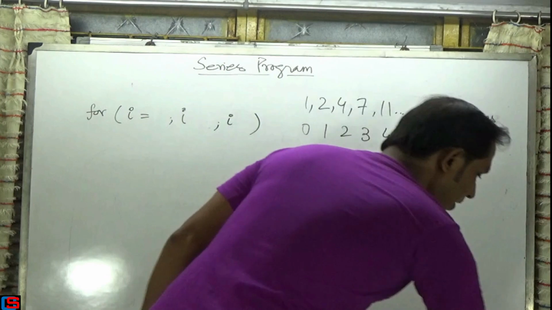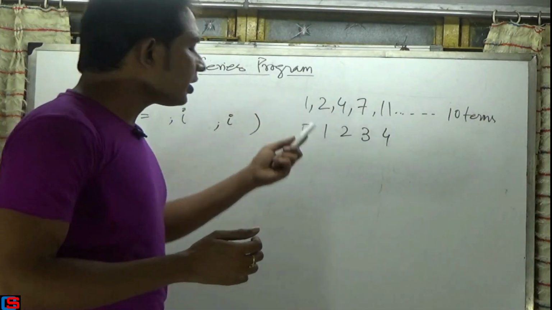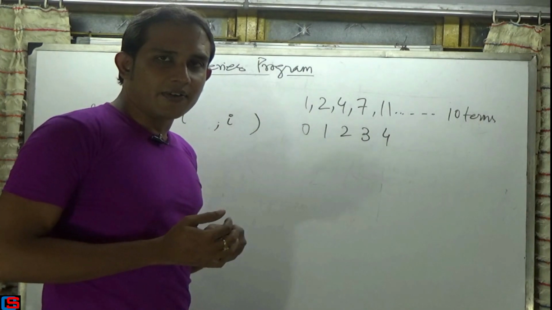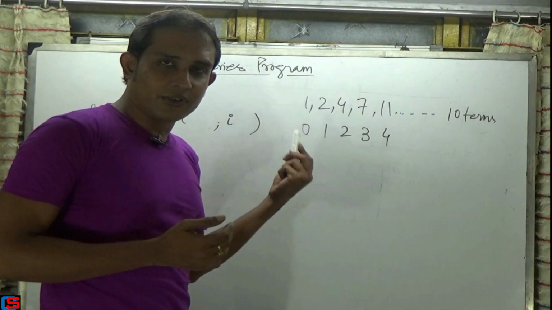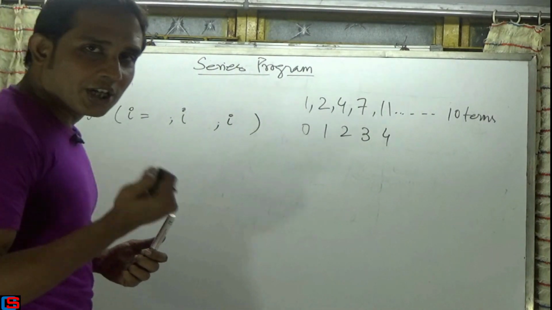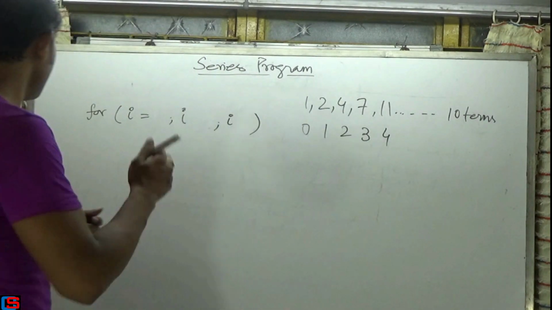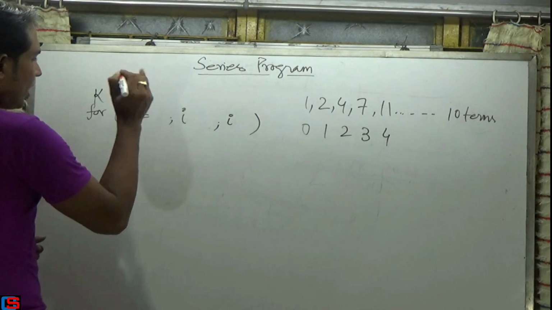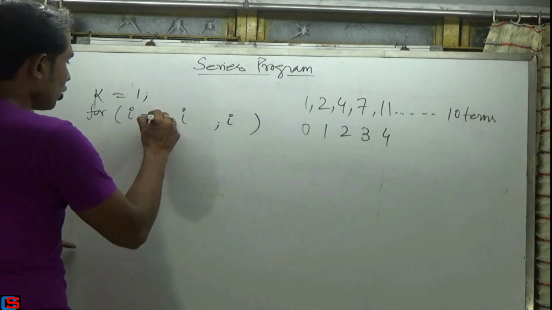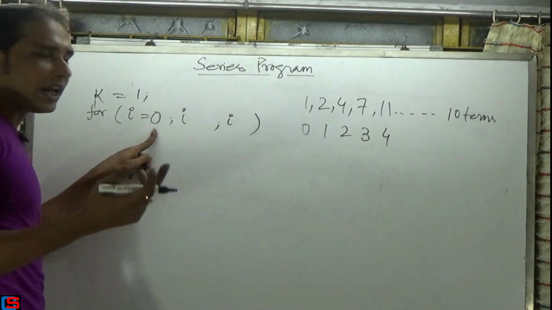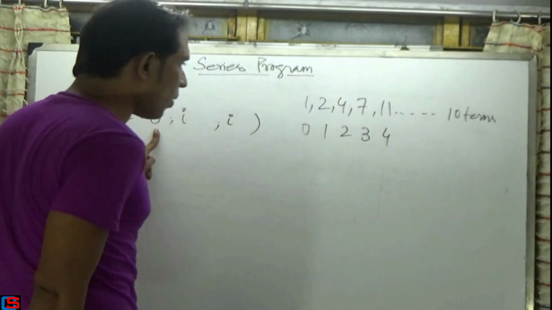Okay, like this way. For this special type of series program, I am going to declare a variable and assign its initial value with 1. So this value must be initialized before the starting of the loop. So suppose I am declaring here the value of k equals to 1, and the loop will start from 0. As the loop has started from 0, so up to 10 terms, and increment takes place by 1.